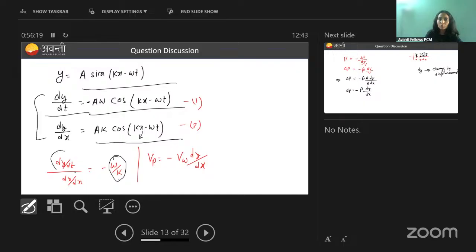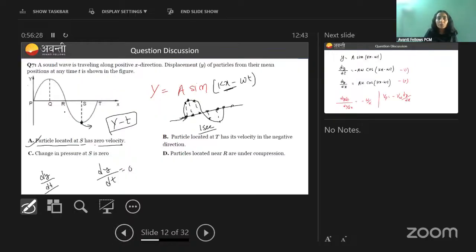dy by dt is what? Particle velocity. So particle velocity is equal to minus wave velocity times dy by dx. This is an important relation. So here, since dy by dx is 0, velocity will be what? 0, and hence this option is correct.